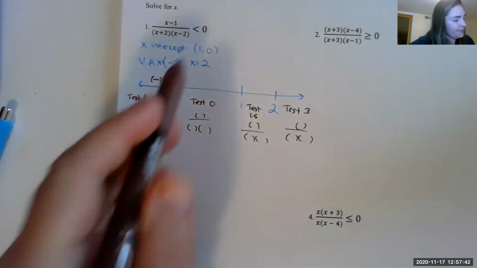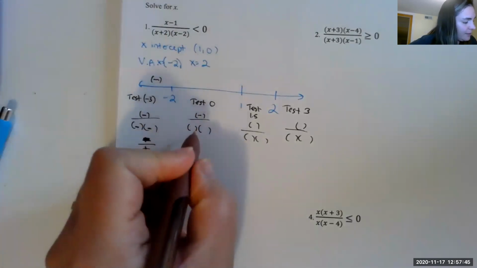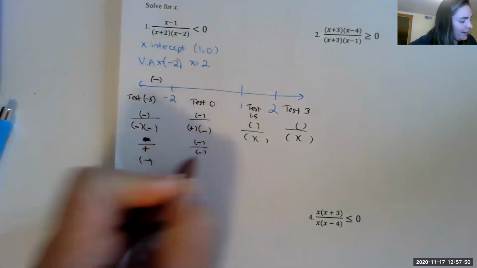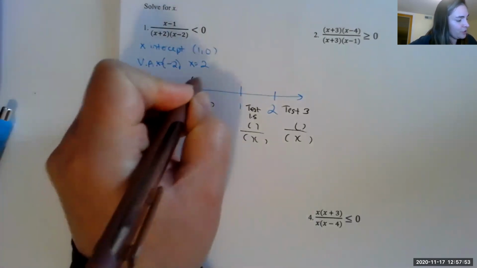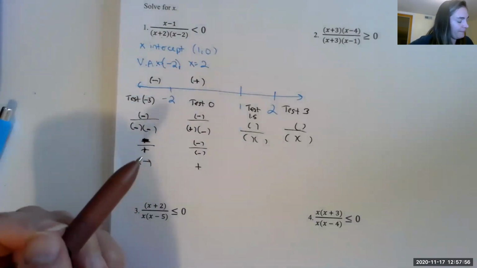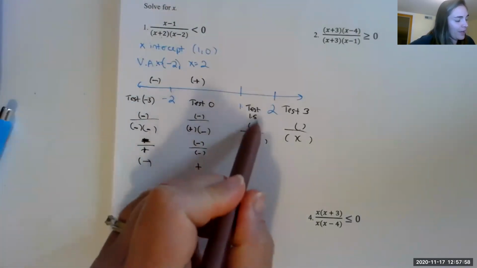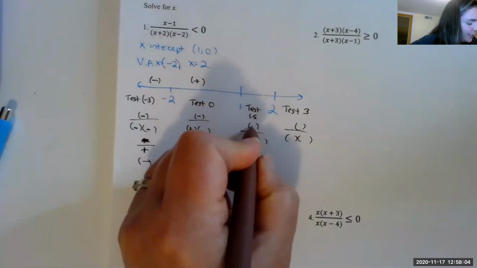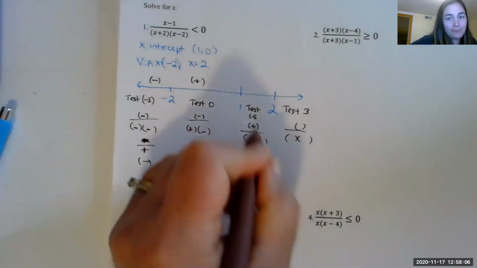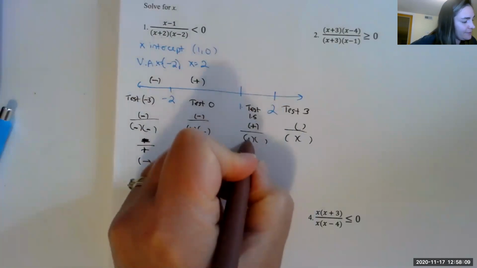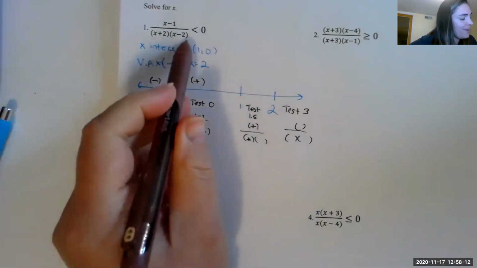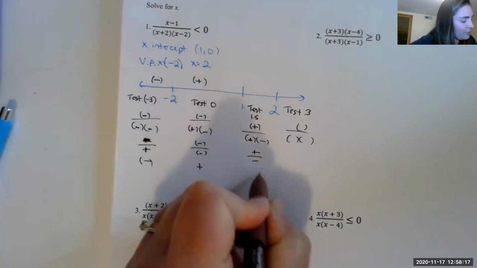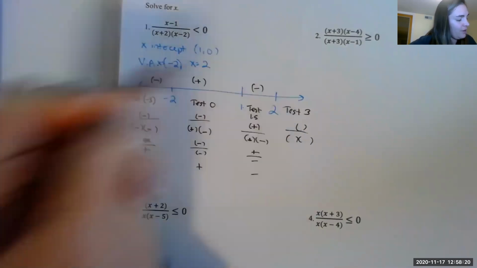Okay. Here we'll test 0. So 0 minus 1 is negative. 0 plus 2 is positive. 0 minus 2 is negative. So that'll be negative divided by negative, or positive. So my function will be positive from -2 to 1. Now I have to test a 1.5, which is a little annoying because it's a decimal, but we're going to get through it. 1.5 minus 1 is positive. That's positive 1/2, right? 1.5 plus 2 is also positive. It's positive 3.5. And then 1.5 minus 2 is negative. So here we have positive divided by negative, which will be negative. So right here, we have negative.